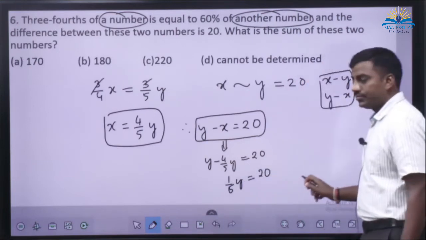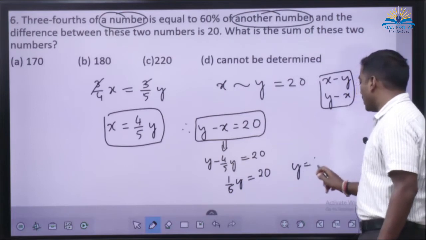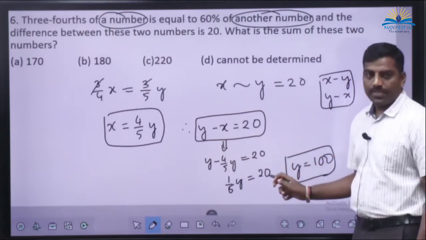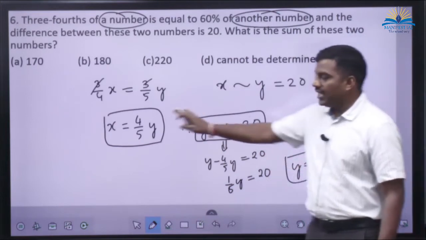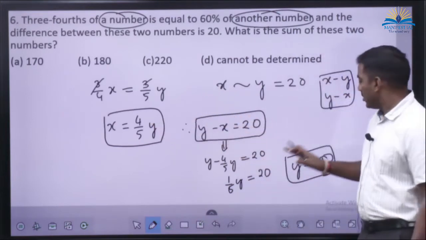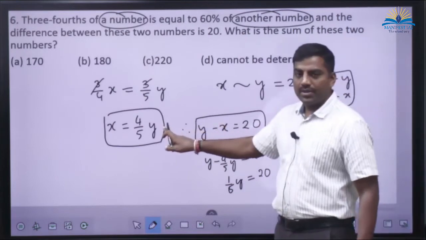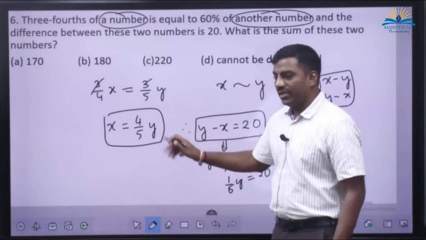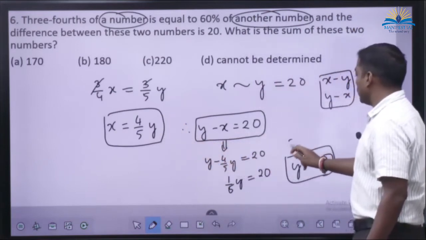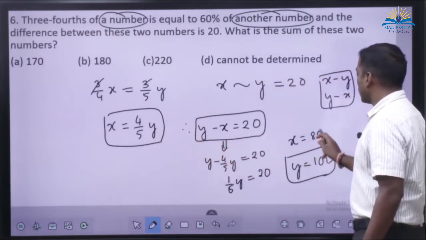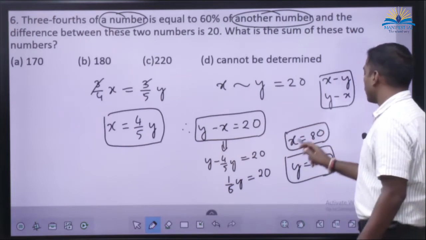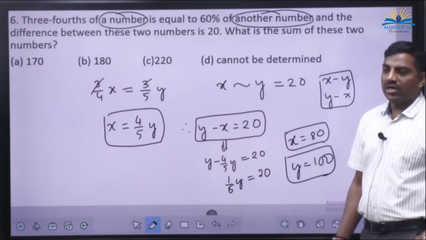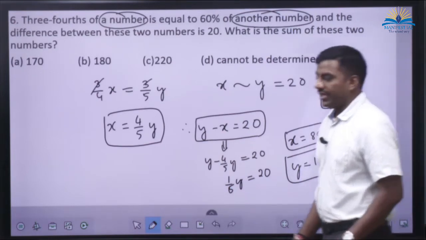Y value is equal to 100. Now we got y. Substitute this y anywhere, here or here. So y is equal to 100. X is equal to 4 by 5 into 100. 5 ones are 5, 20s are. So x is equal to 80. X is equal to 80 and y is equal to 100. What is the sum? 180.